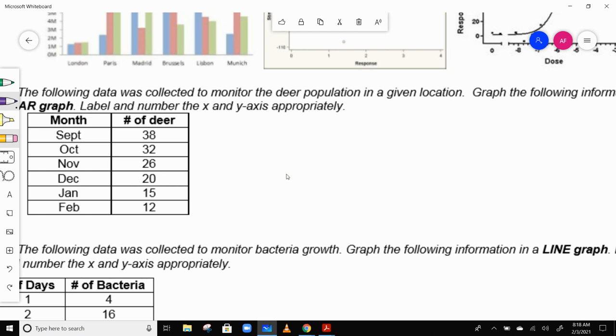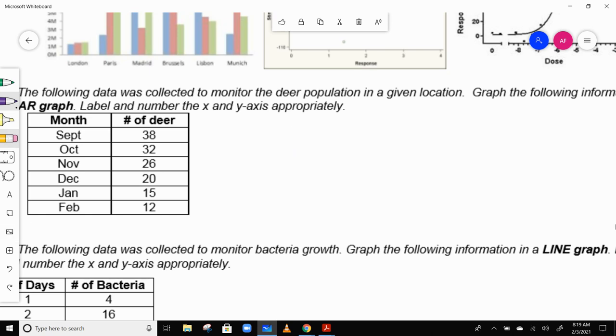Okay, so let's look at this one right here. The following data, I'm going to do these two examples. And then I still want you to do these examples in your work. So even though I'm going to do them, I still want to see you do them.